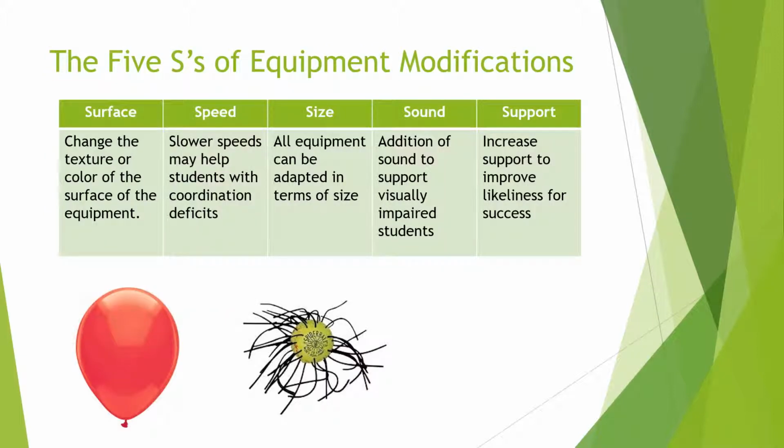The 5 S's of equipment modifications. Surface. A change to the texture or color of the surface of the equipment. For example, making a ball easier to grip, like using this spider ball pictured below, or adding color to improve the ability for a child with visual impairments to see it.